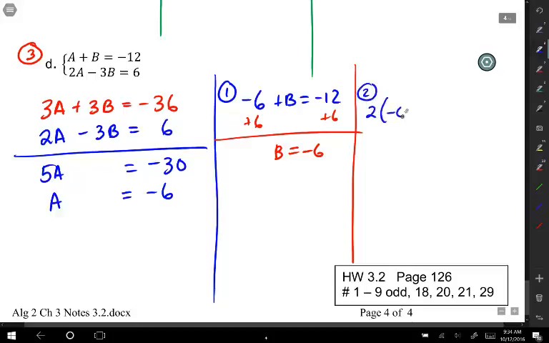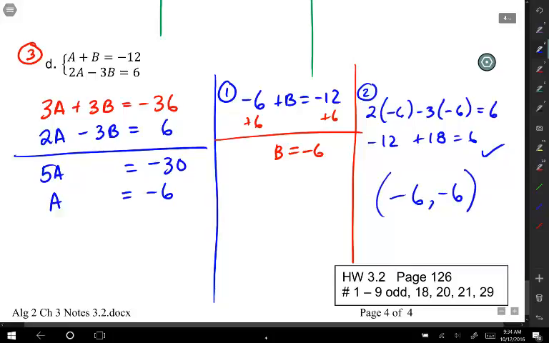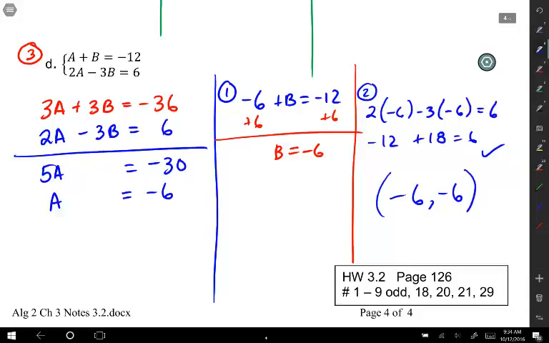2 times negative 6 minus 3 parentheses negative 6 equals 6. Negative 12 plus 18 equals 6. Sure enough, it does. I told you. I should have trusted you, Lydia. Should have trusted you, Krista. All right. So, negative 6 comma negative 6. So elimination versus substitution. Sometimes it lends itself to one. Sometimes it lends itself to another. Make sense?